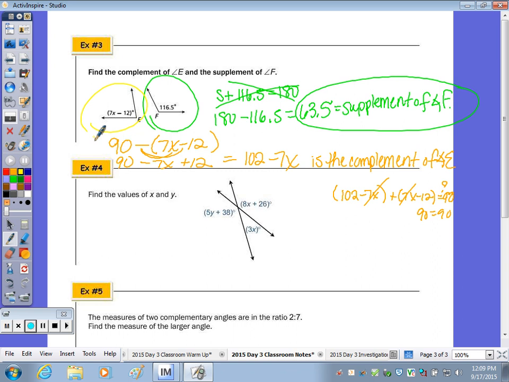Now, number 4. We have some vertical angles, and we have linear pairs. When you have expressions with two variables, look to see if you can avoid setting up a system. So the two relationships are, these two angles are equal, and these two angles here are supplementary, as well as these two angles here. Do we have to use a system? Looking at this pink line, 180 degrees, I can set up an equation with the same variable. Solve for x.